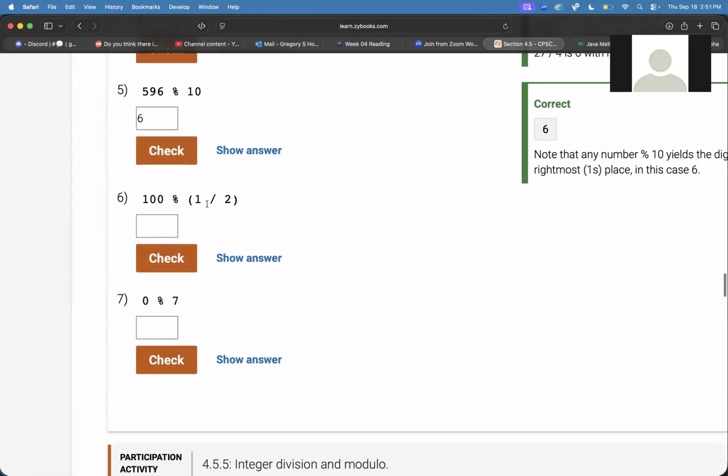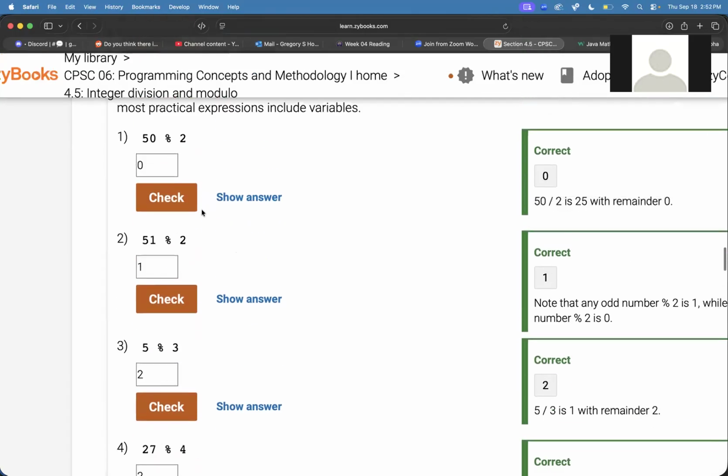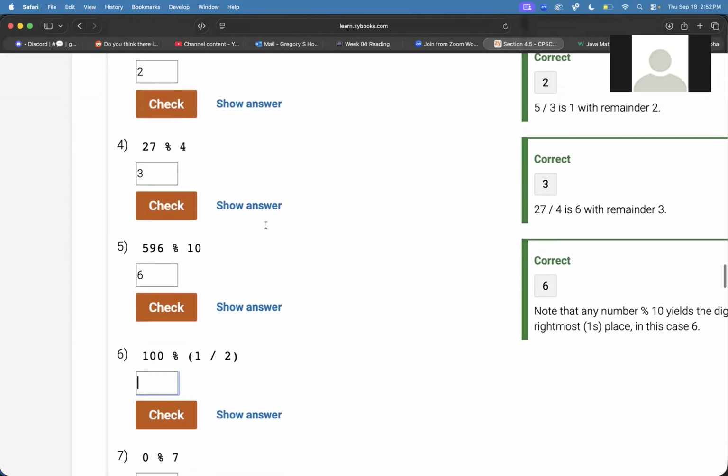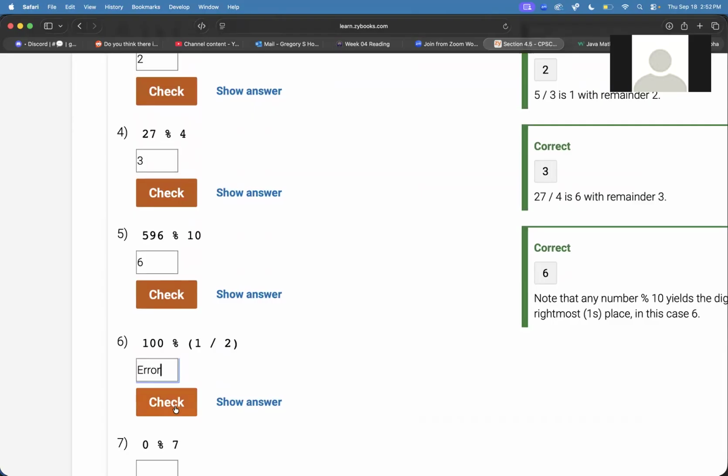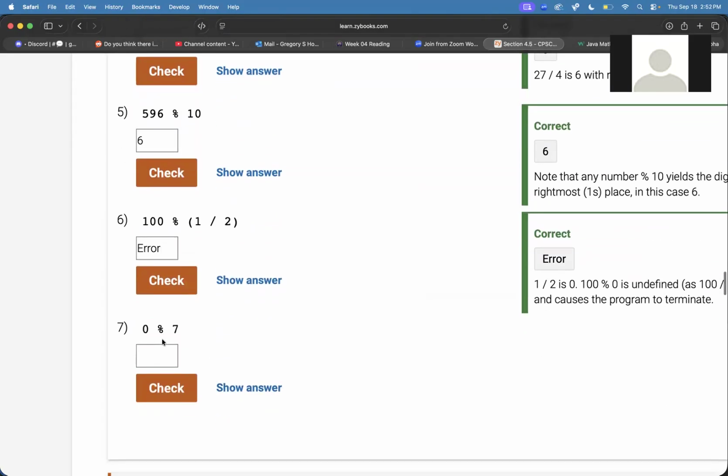This does not make sense because 1 divided by 2 is going to give you 0, because these are integer calculations. You get 0, and then you try to do modulo 0. You can't divide by 0. So this is an error, and it'll say type error. On the other hand, 0 on the top is fine. 0 divided by 7 is 0 with remainder 0.